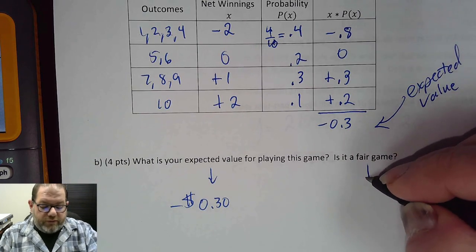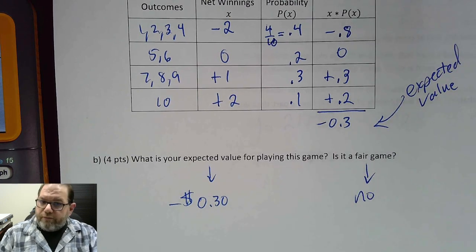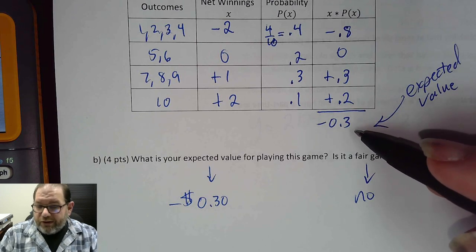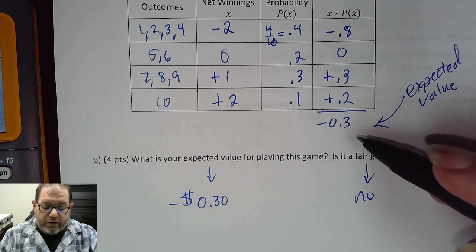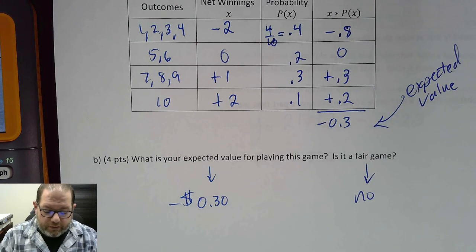So now the question is, is it a fair game? No. What would make a fair game? Well, as we mentioned in class, a fair game is one where the expected value is 0, where we neither expect to win nor lose on average. This is definitely not a fair game because on average we expect to be losing. And in the long run we expect to be losing. Okay, so not a fair game. So 2 parts to that question.